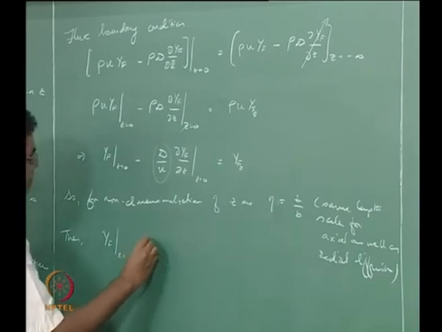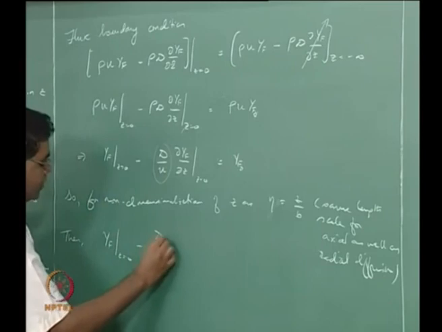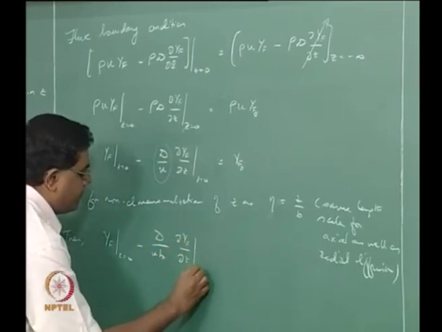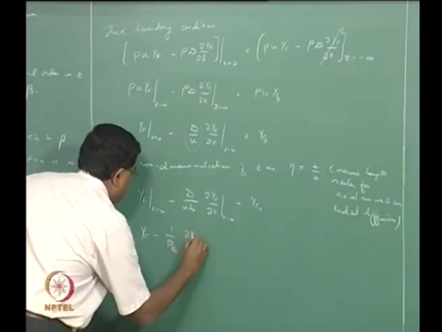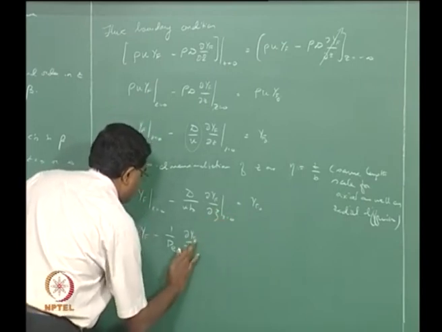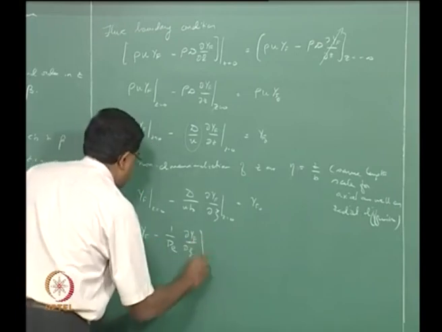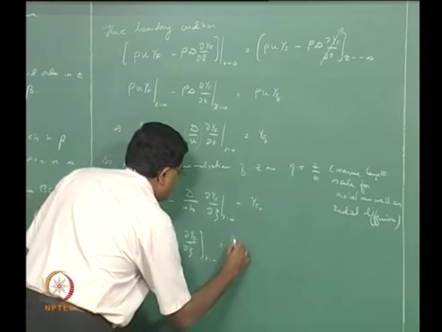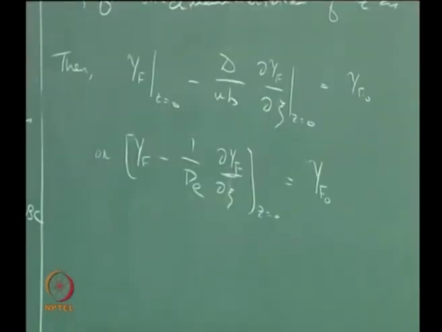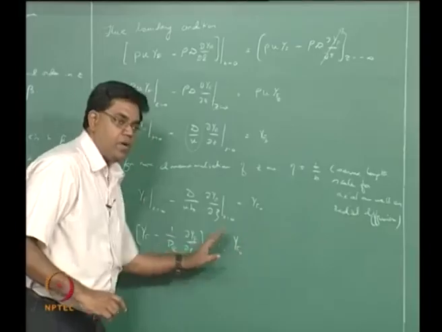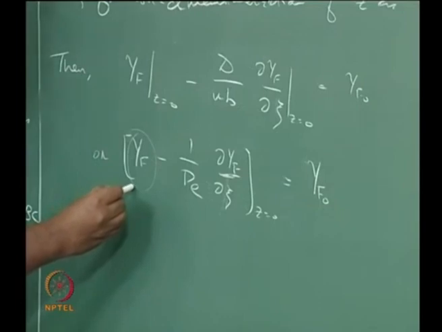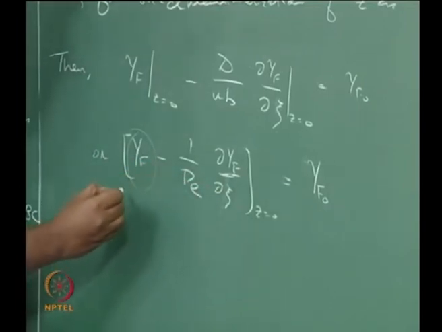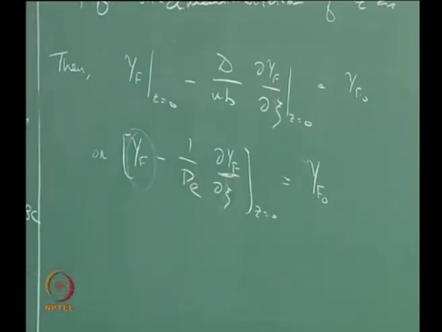But if you do this, then yf at z equal to 0 minus, you now get a b out here, right? So you can have a d yf naught or yf minus 1 over Peclet dou yf by dou psi at z equal to 0 equals yf naught, right. Now this is what is called a flux boundary condition, and it's a mixed boundary condition. It now has a linear combination of value and derivative together. This is sort of like A yf plus B dou yf by dou psi, where A is equal to 1, B is equal to minus 1 over Peclet. Okay, it's a linear combination. That's what is a mixed boundary condition.